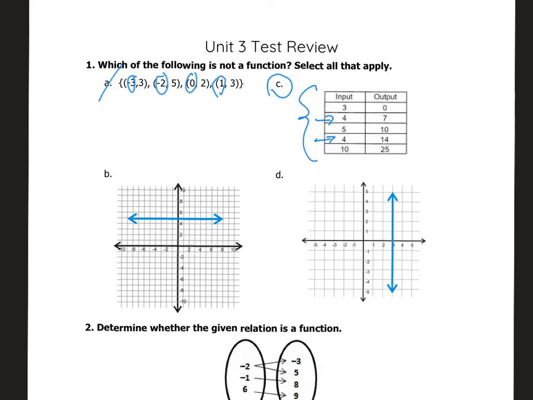With this graph for B, when we use the vertical line test, we notice that it only hits one point of this function at a time. So this one would be a function, therefore it is not an answer. And then lastly, D, when we use the vertical line test, it would hit all of the points at x equals 3. So therefore this one is not a function. So for number 1, the correct answers are C and D.